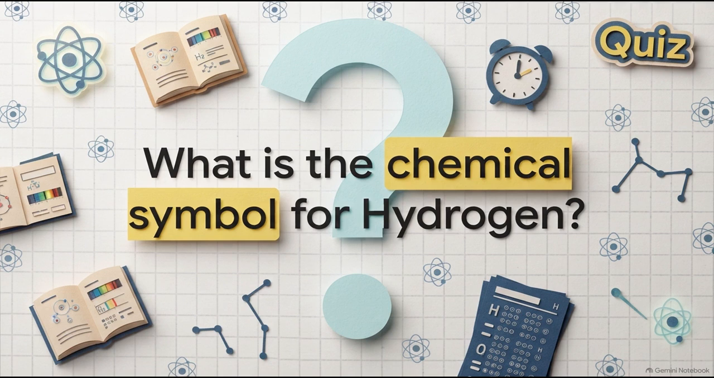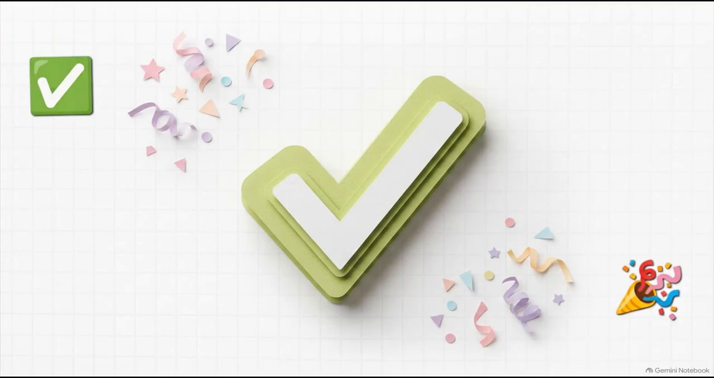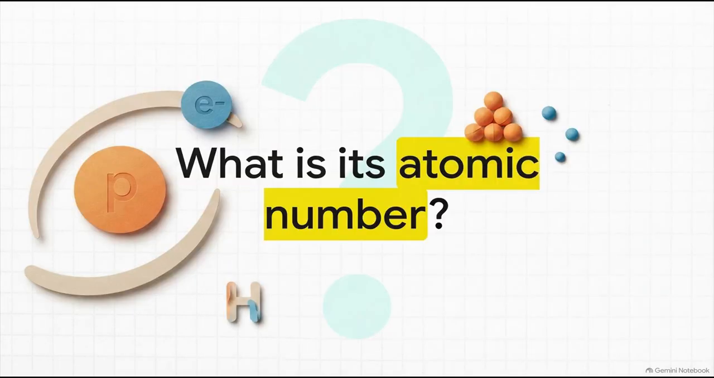Think back to the very beginning of our adventure. What is the chemical symbol for hydrogen? I'll give you a second. That's right, it's H, just a simple capital H. Great job. Moving on to question number 2.